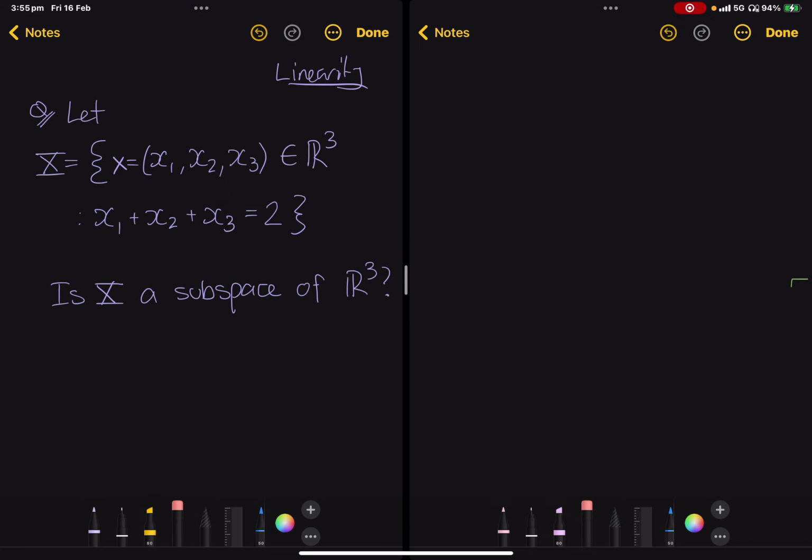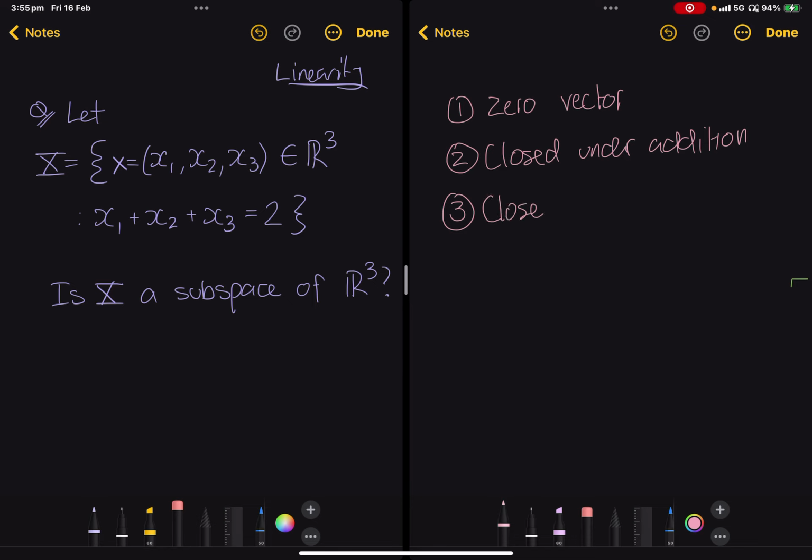Okay, so our three conditions. We need 1, a 0 vector. We need 2, closure, so closed under addition. And then we need 3, closed under scalar multiplication. So let's do one of these at a time. Let's start with the 0 vector.